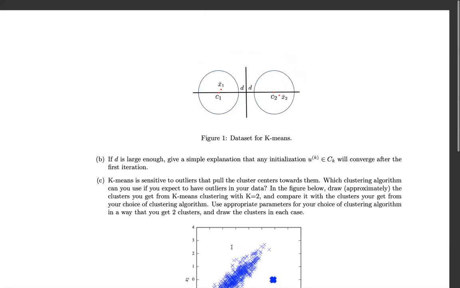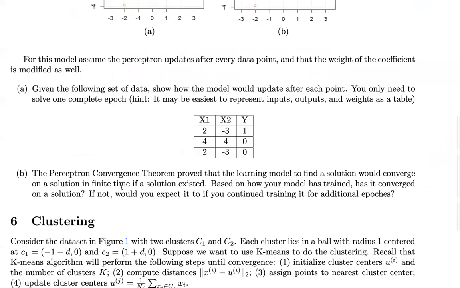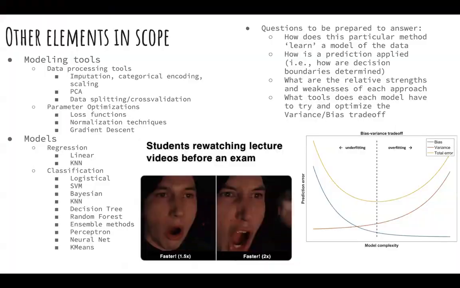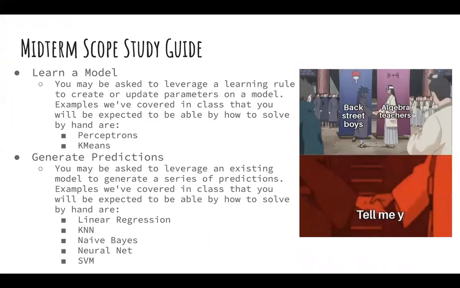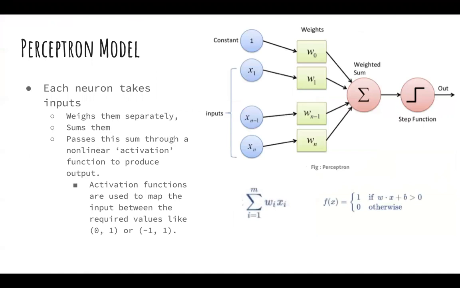The question then says, given the following set of data, show how the model would update after each point. So essentially, this is learning to update the model. You may only need to solve 1 complete epoch on this. Let me go back to my slides if you're okay with this, because I feel it might be good at this point for me to just walk through this example.